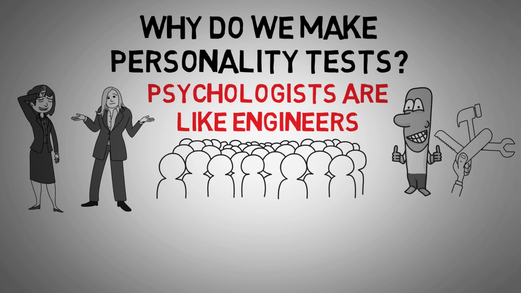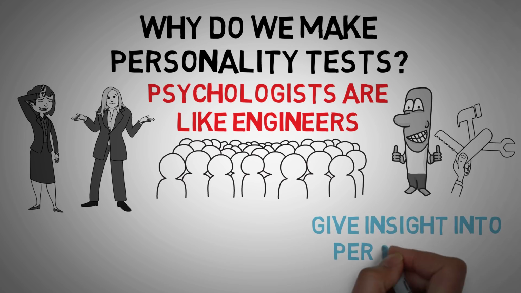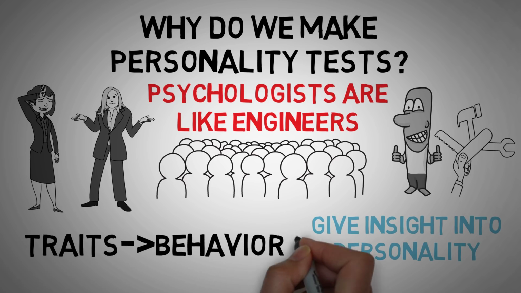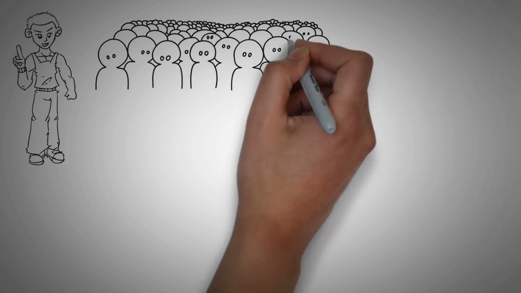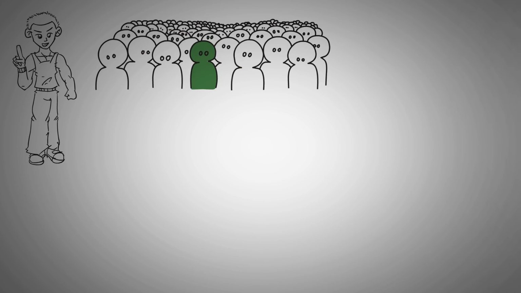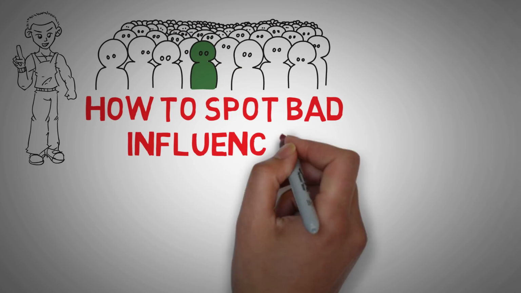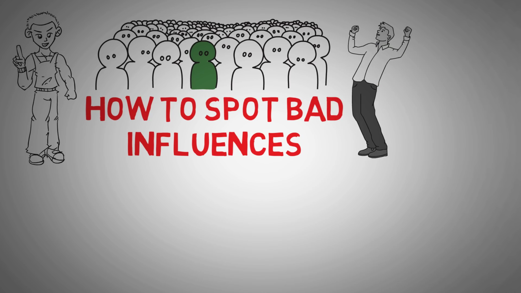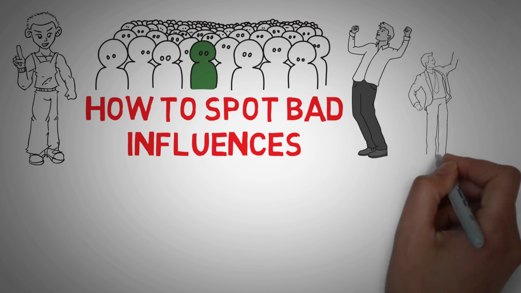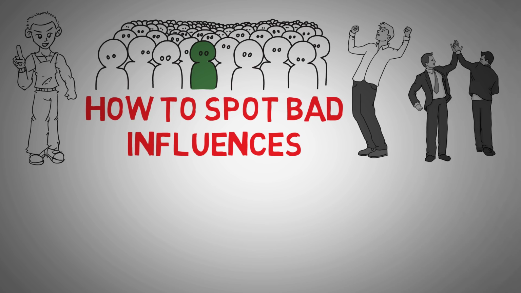They give insight into someone's personality and then can potentially predict someone's behavior. Now, the connections between certain traits and certain behaviors can help all of us spot people that may be beneficial to our lives or may be harmful. And in another video, I'm going to be talking about how to spot people who may be bad influences in your life and how to stay away from them. I absolutely love learning psychological stuff that I can immediately use to improve my life, and I hope to share that enthusiasm with you.